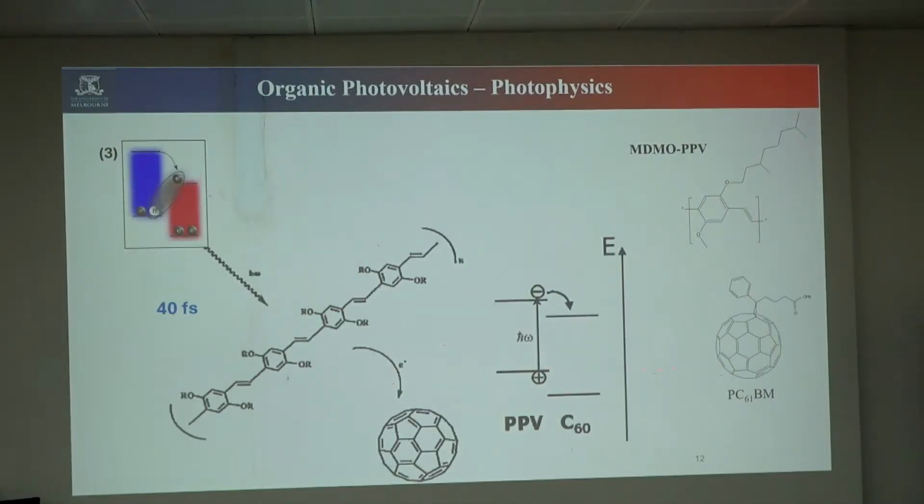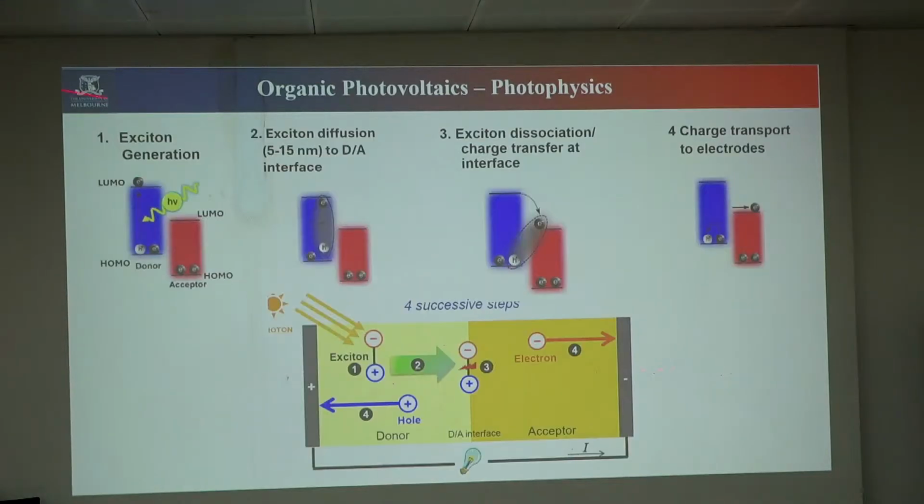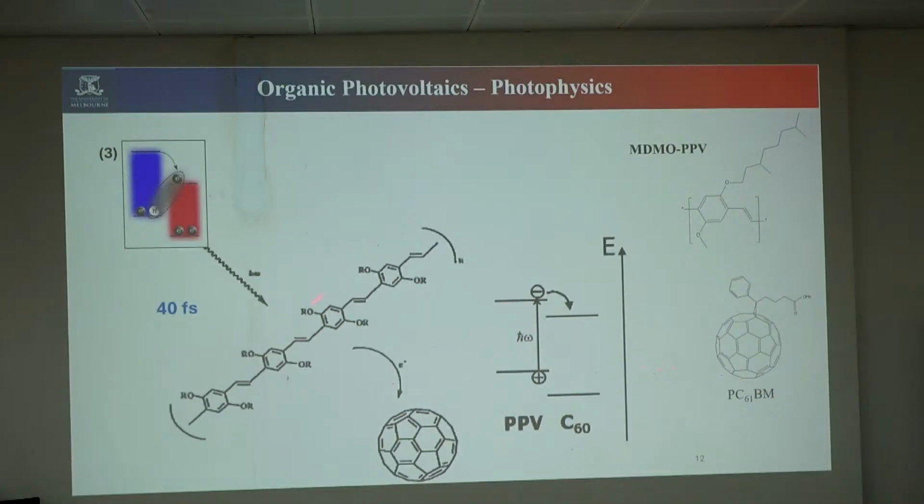Okay, now why do we need a very thin layer? Because the charge transfer from here to here is ultra fast. You can't imagine how fast. It happens in femtoseconds. You see in this measurement, when the exciton is generated, the charge travels to the acceptor in 40 femtoseconds. You can imagine what a femtosecond is.